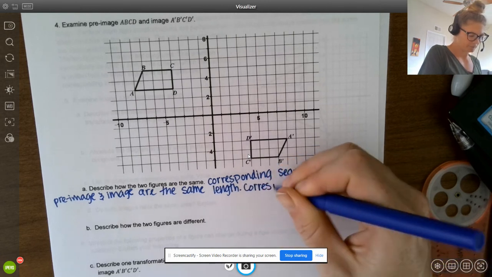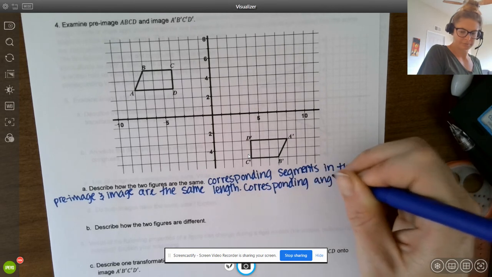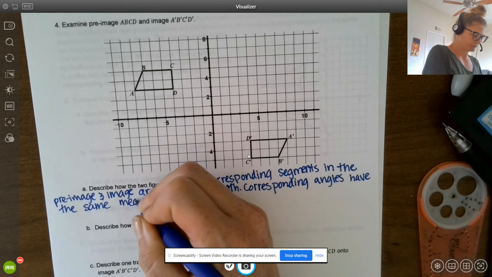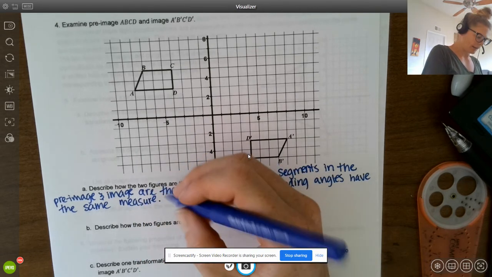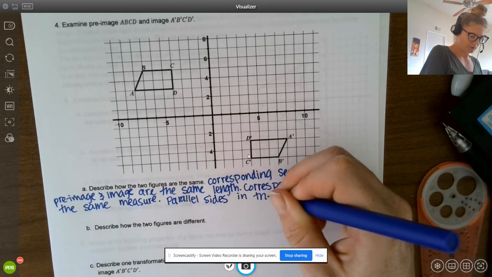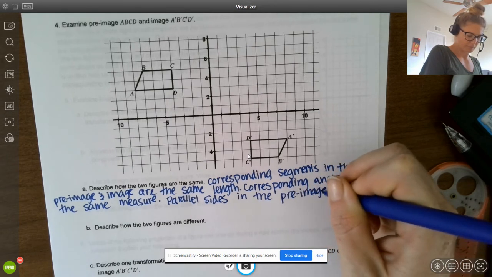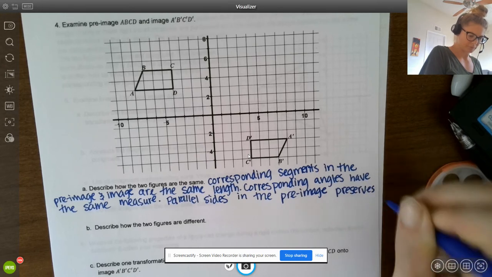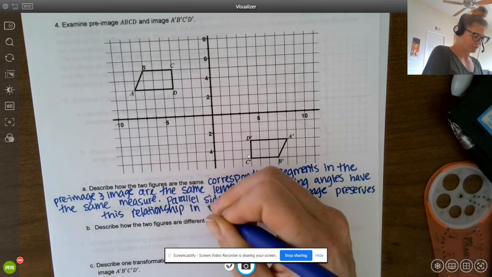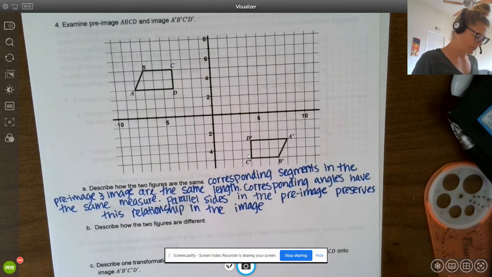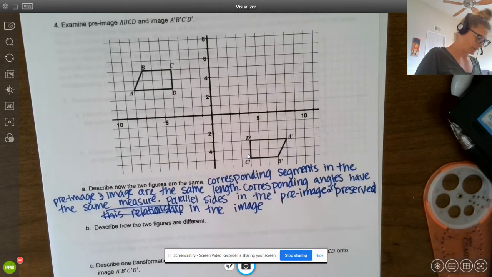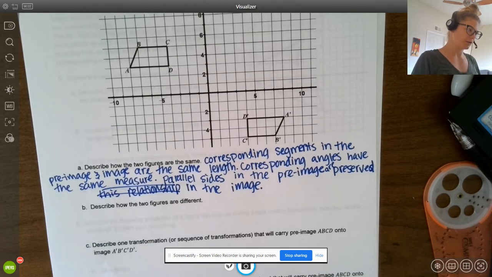Corresponding angles have the same measure. Parallel sides in the pre-image preserves this relationship in the image. I guess we should say parallel sides in the pre-image are preserved in the image. Okay? Describe how the 2 figures are different.